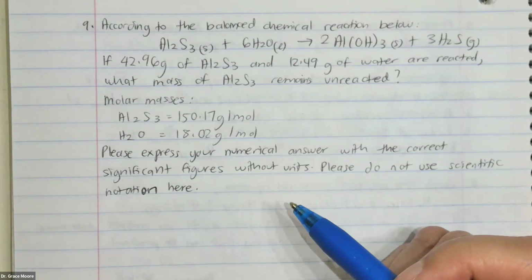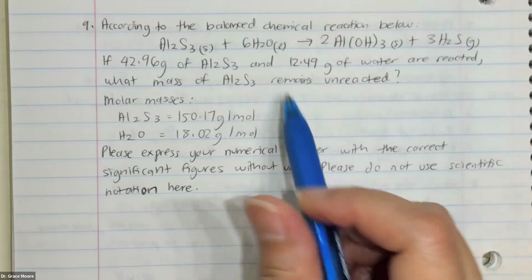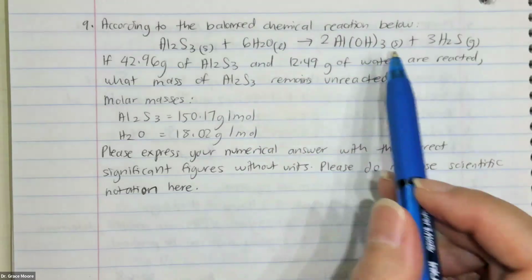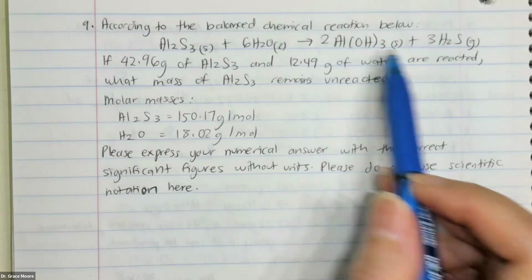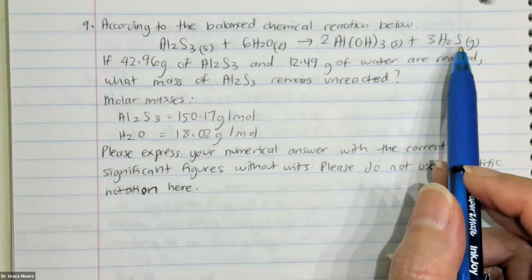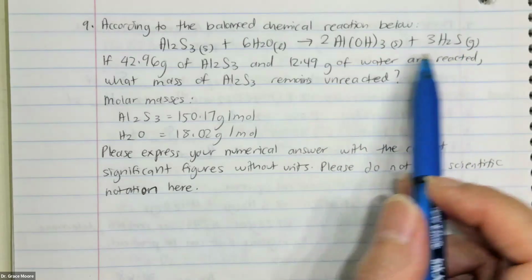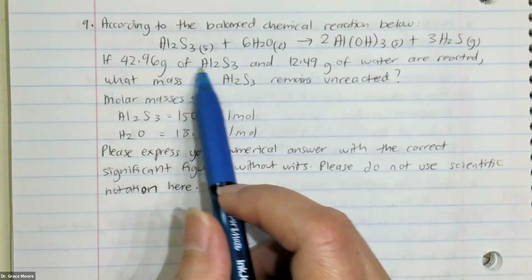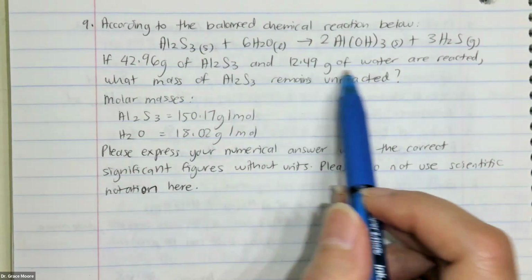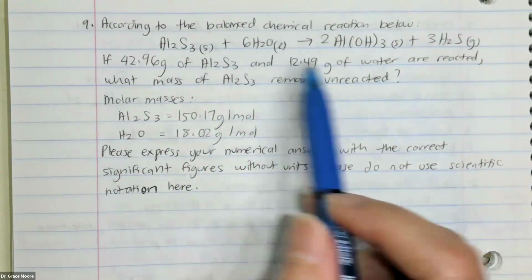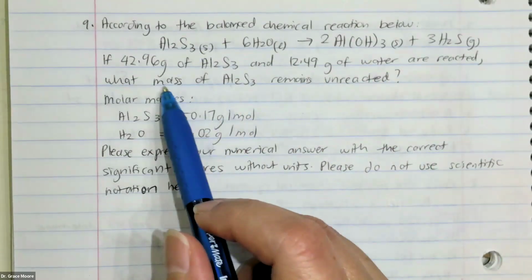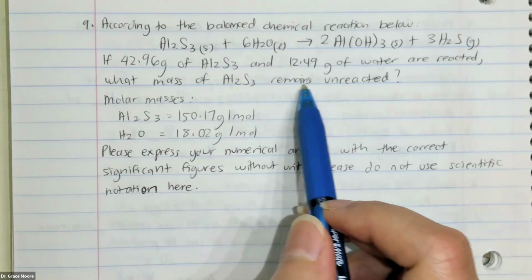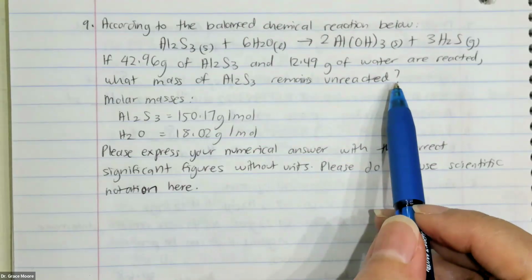All right, so we have Al2S3 plus 6 waters. You make 2 Al(OH)3, and then you have 3 H2S. That's the reaction, balanced. And it says you have this much Al2S3, this much water. So these are two reactants. And it says, what mass of Al2S3 remains unreacted?